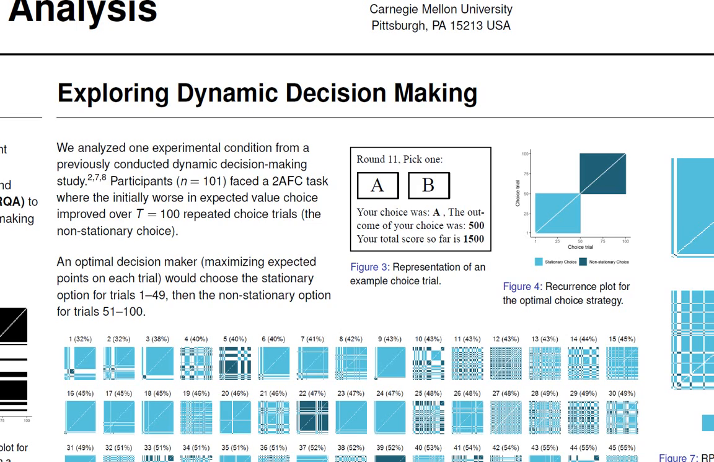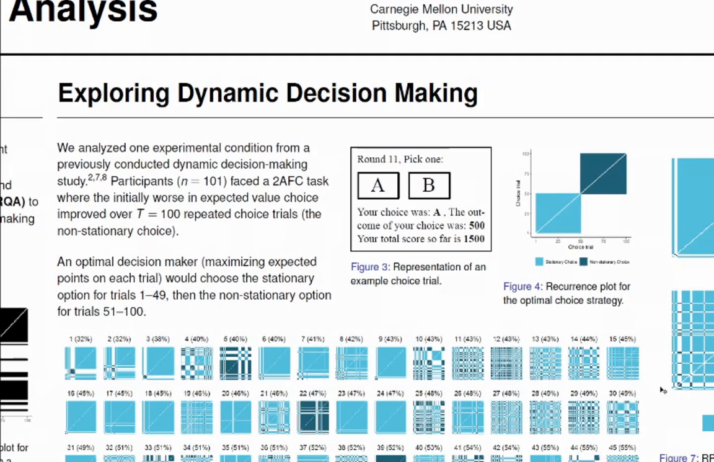The data that we analyze with RQA comes from a pre-existing experiment studying how different features of a dynamic choice environment affect how well decision-makers adapt to that environment. We used data from one condition, where participants made 100 repeated choices between 2 risky options. One of these options changed in expected value over time, and participants were paid a bonus for how many points they acquired in the experiment. Therefore, to get a higher bonus, participants needed to adapt to the change in expected value by choosing the stationary option in the first 49 trials, and then switching to the non-stationary option after trial 50.